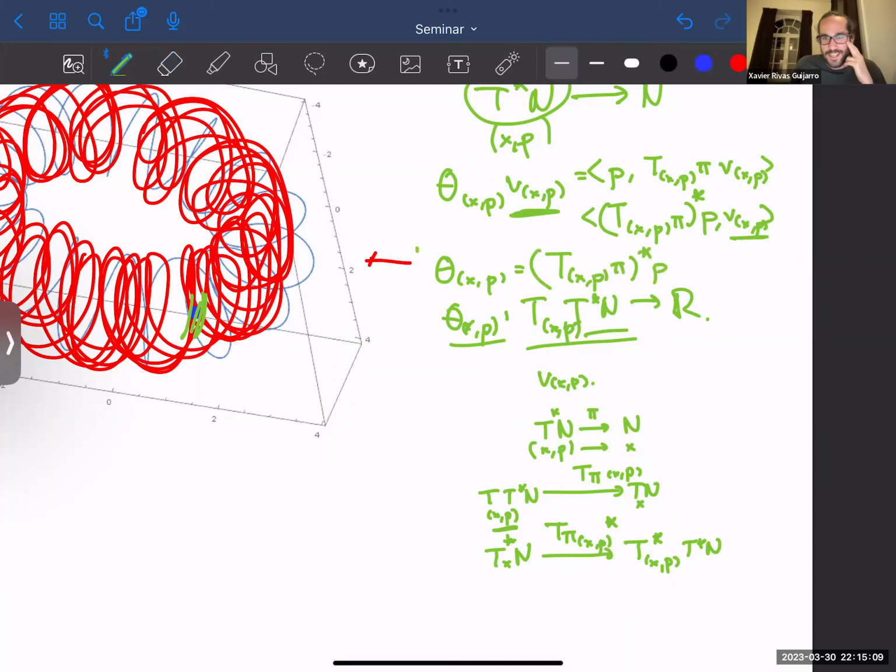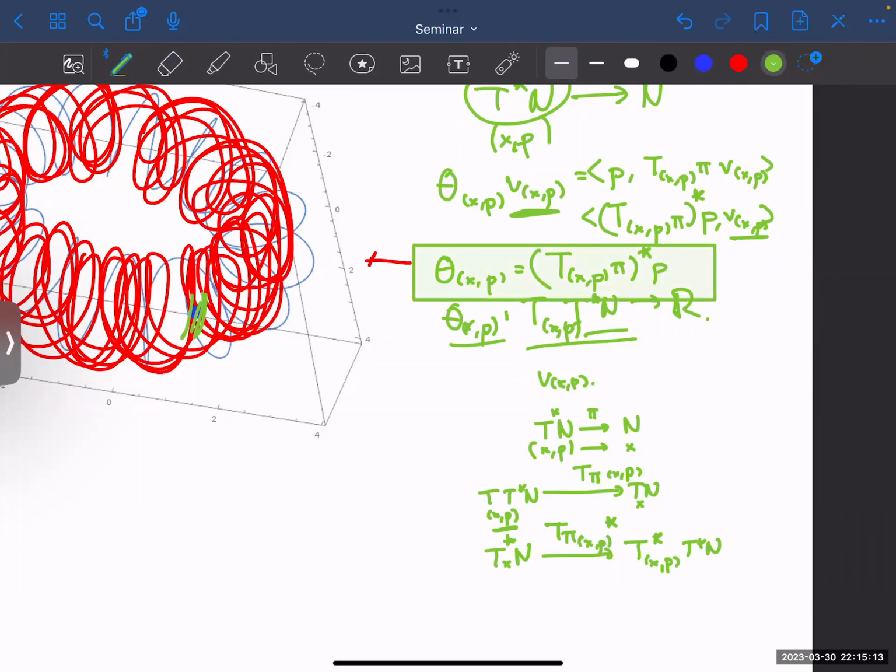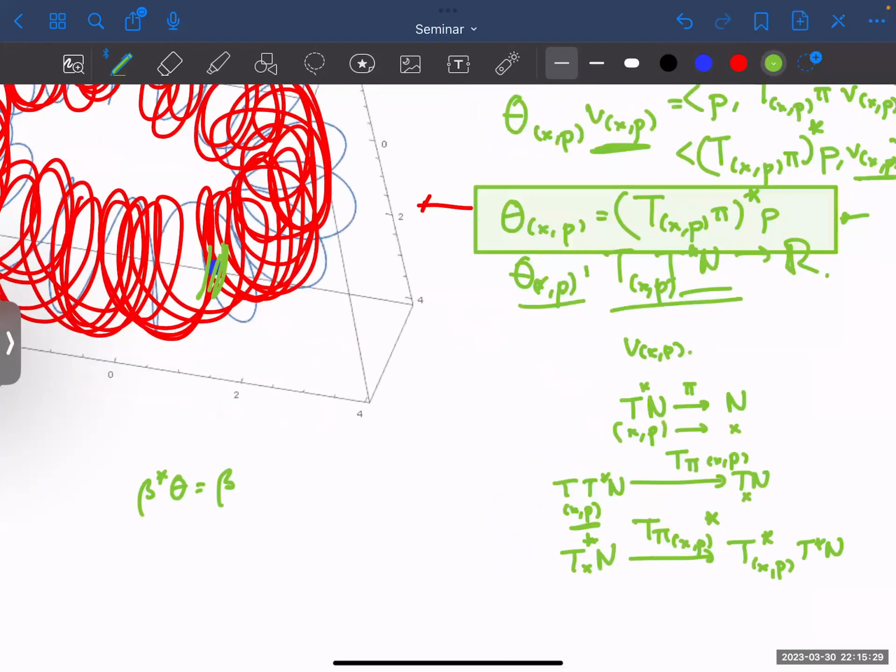Exactly, and this way you can say that you just need the canonical projection to define it. But indeed, this expression is what you are saying by doing this. Yeah, exactly, because they are exactly the same.